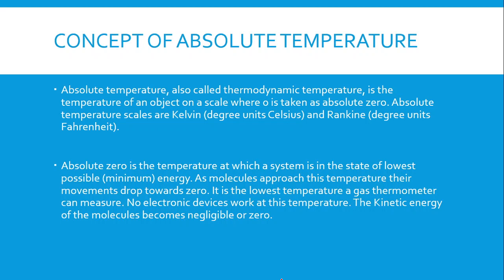Absolute zero is the temperature at which a system is in the state of lowest possible energy. As molecules approach this temperature, their movements drop down to zero, that is, their motion ceases. It is the lowest temperature a gas thermometer can measure. No electronic device works at this temperature. The kinetic energy of the molecules becomes negligible or zero. So on the absolute temperature scale, zero is the point of no energy, or no kinetic energy.